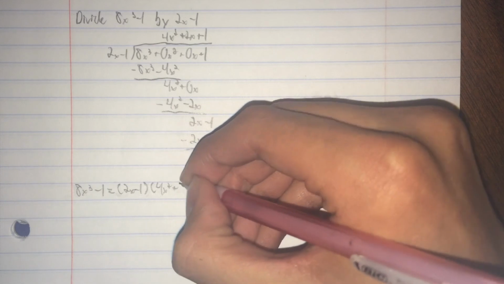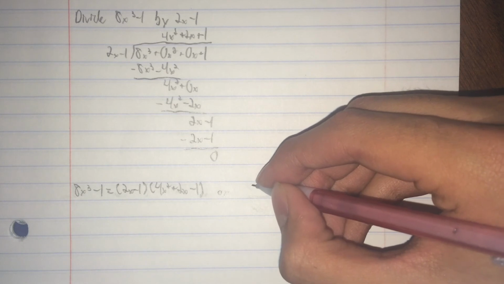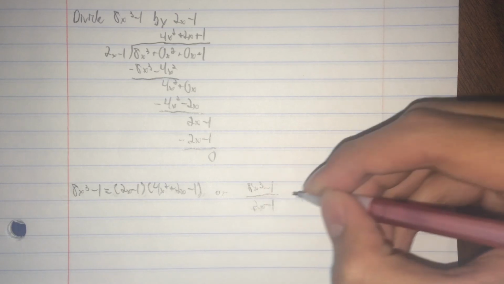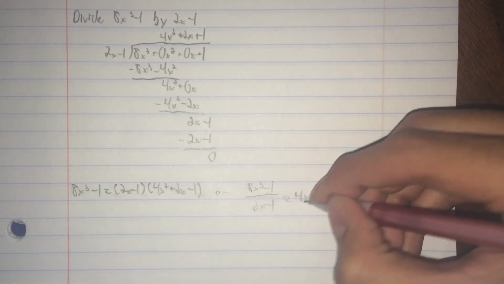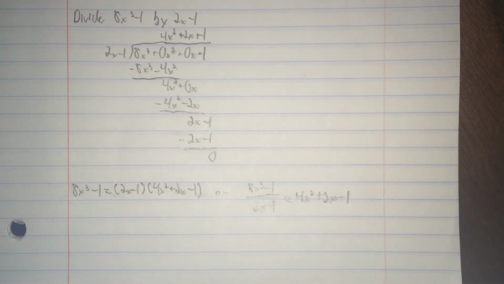So now let's take our equation and use the division algorithm. So let's start by taking the dividend 8x cubed minus 1 equals the divisor 2x minus 1 times the quotient 4x squared plus 2x plus 1. Or you could write it as the dividend 8x cubed minus 1 over the divisor 2x minus 1 equals the quotient 4x squared plus 2x plus 1. So that's how you use long division to find real zeros of polynomial functions.